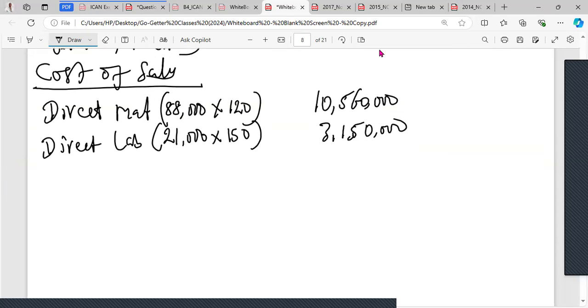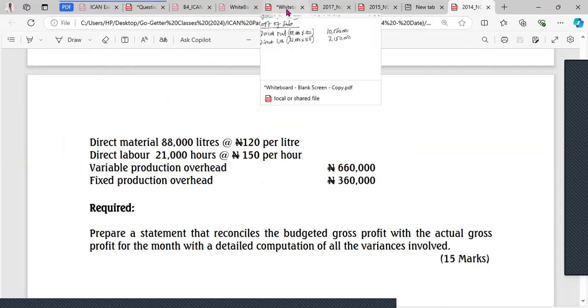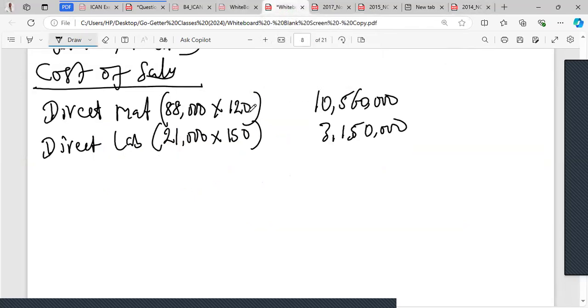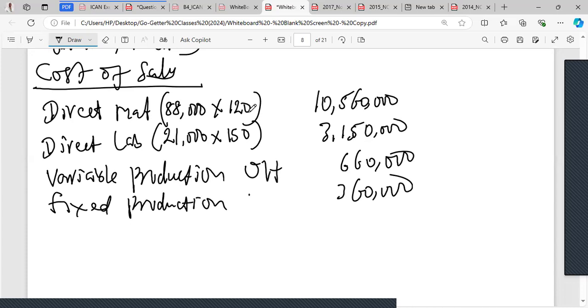Right? So the next one is variable overhead 660, fixed overhead 360. Variable is 660, fixed is 360. So this is variable production overhead. This is fixed production overhead.